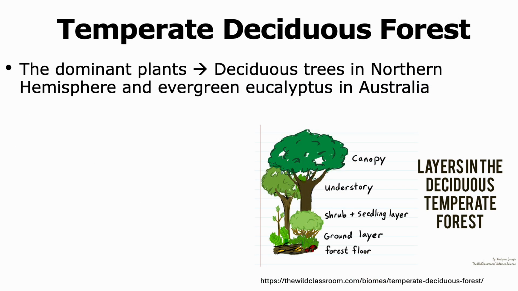The dominant plants in the temperate deciduous forest are the deciduous trees. We can also see evergreen eucalyptus trees in the southern hemisphere where the temperate deciduous forests are.